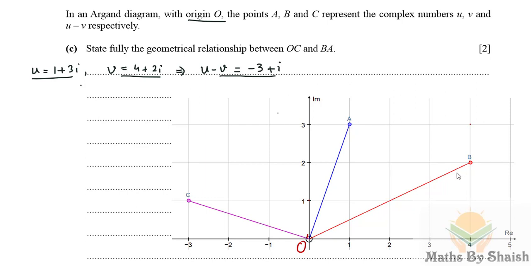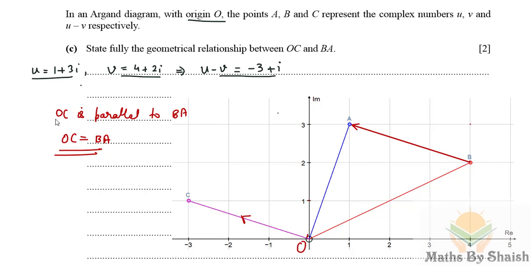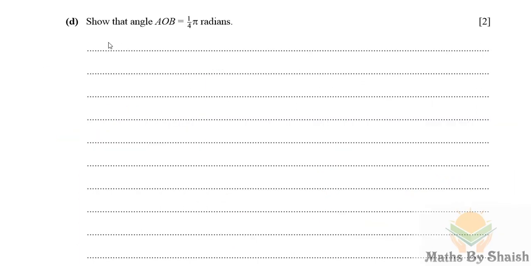So first thing is they are parallel. They are parallel, and we can see that they are equal as well. So we can write OC is parallel to BA, as well as OC equals BA. So these are the two geometrical relationships between OC and BA. We can see from the diagram very clearly. And here is the last part, that is D part of this question.